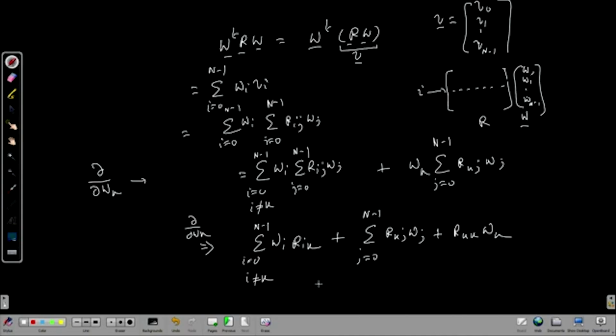Okay. So, it will be Rik Wi and i from 0 to n minus 1. No longer i not equal to k, that is absorbed in the summation. And another term Rkj Wj and j equal to 0 to n minus 1.